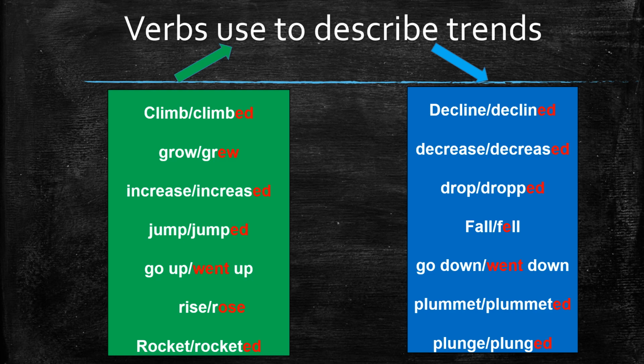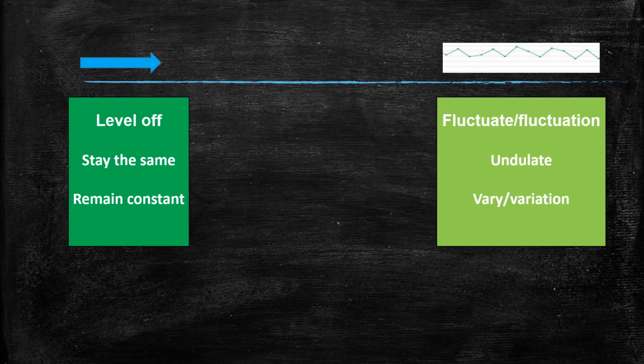Now, when the trend is the same, it is not moving, it stays in one place. What are the words you use? Level off, stay the same, remain constant. And when the trend is moving up and down, what words will you use? Fluctuate, fluctuation, undulate, vary, variation.